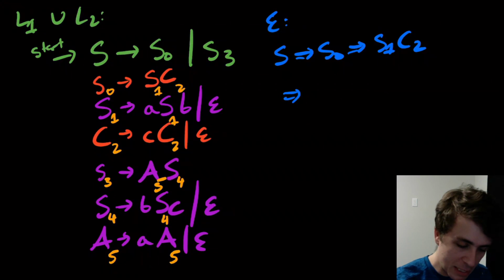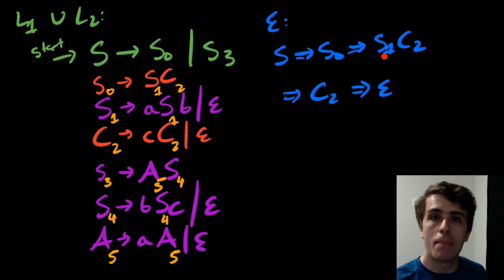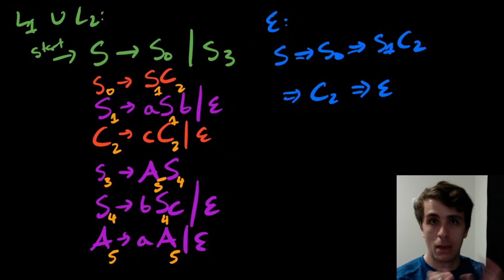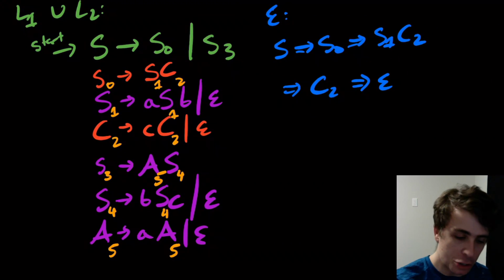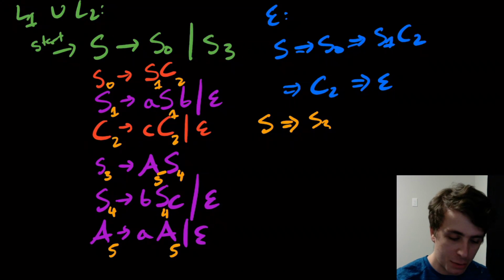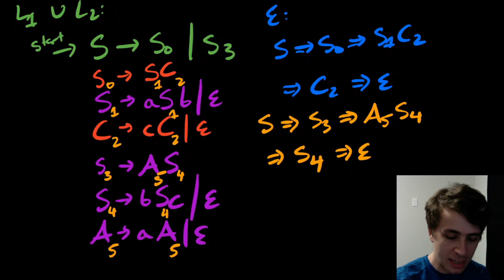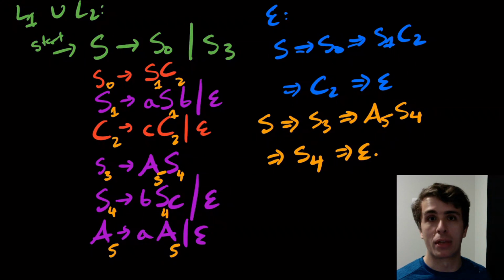So double arrow, let's replace S1 with empty. So then we have C2, and C2 gets replaced with empty. Notice that I replaced S1 here. So I want to make sure that I'm sticking with leftmost derivations to make sure that it really is ambiguous, instead of just two different derivations. And then for the other way, we could do S going to S3, which will, of course, make A5, S4. Again, we're going to do leftmost derivations, and indeed, we do get epsilon in both cases. So now we're going to start talking about the proof of showing that this language is really inherently ambiguous.